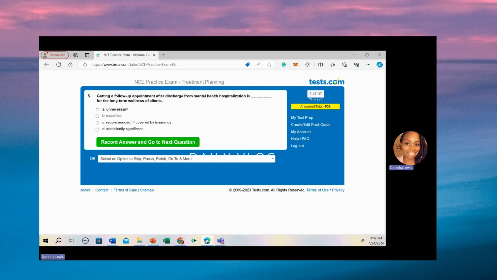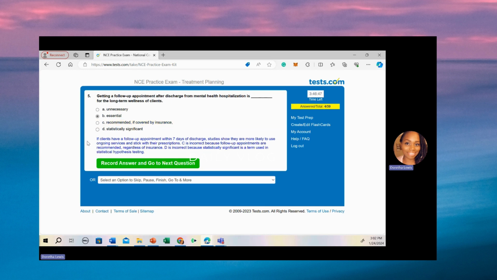Getting a follow-up appointment after discharge from a mental health hospitalization is blank for the long-term wellness of the client. A, unnecessary. B, essential. C, recommended if covered by insurance. And D, statistically significant. We're going to go with essential.